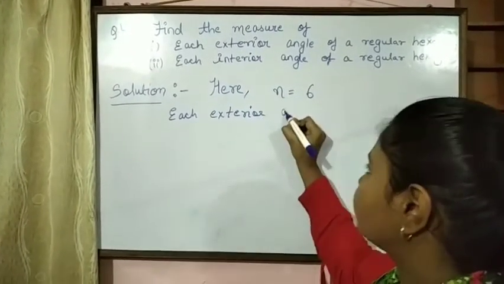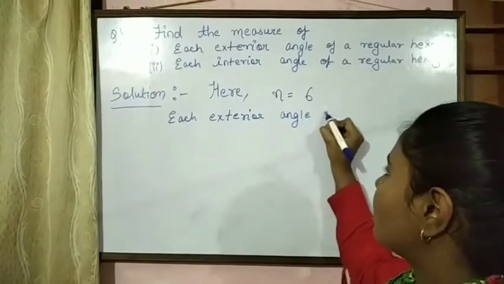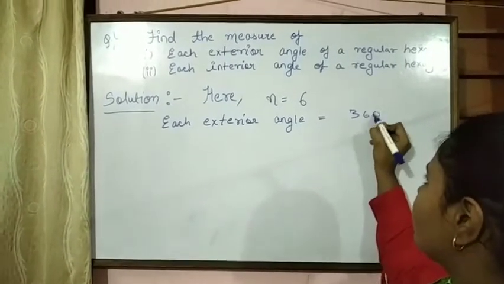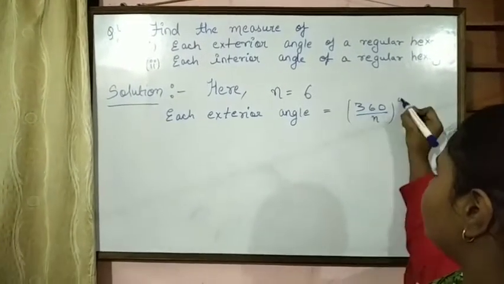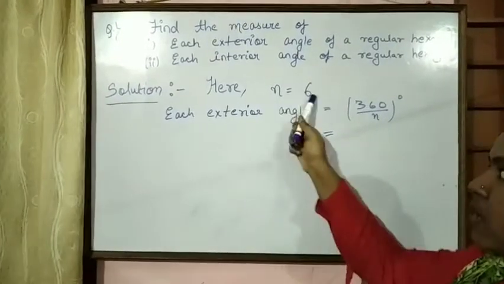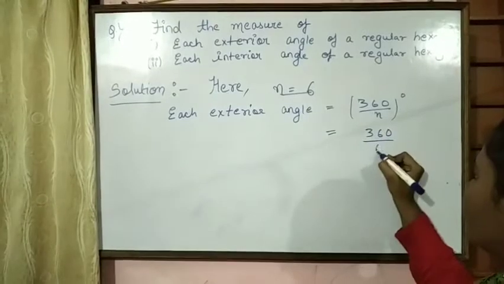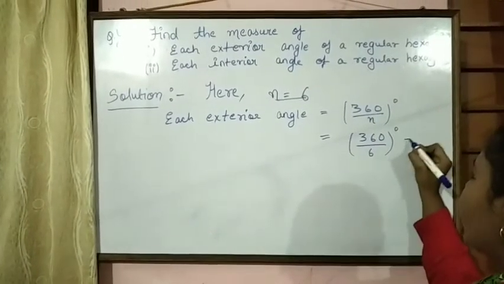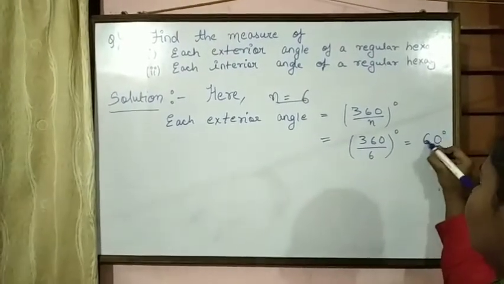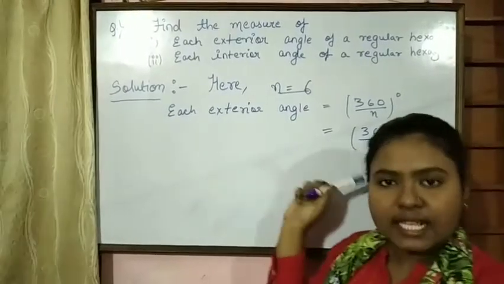का फॉर्मूला क्या था? Each exterior angle का फॉर्मूला था 360 by n degrees. So we have n equal to 6. We'll put it. We get 360 by 6 degrees. That is, we get 60 degree. So each exterior angle is 60 degree.